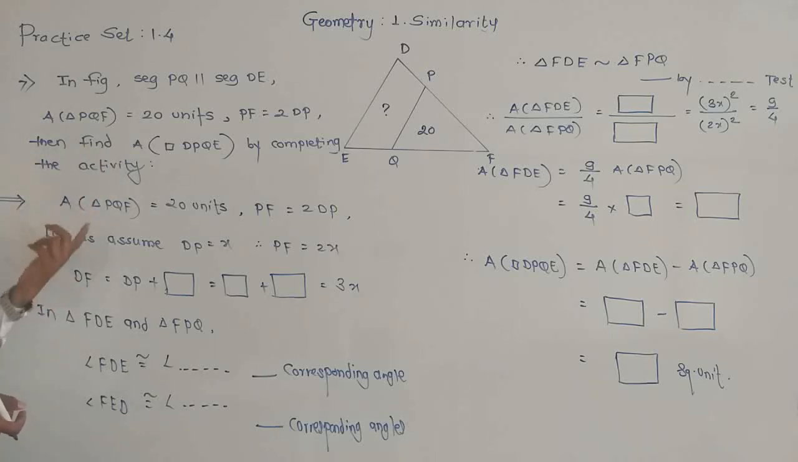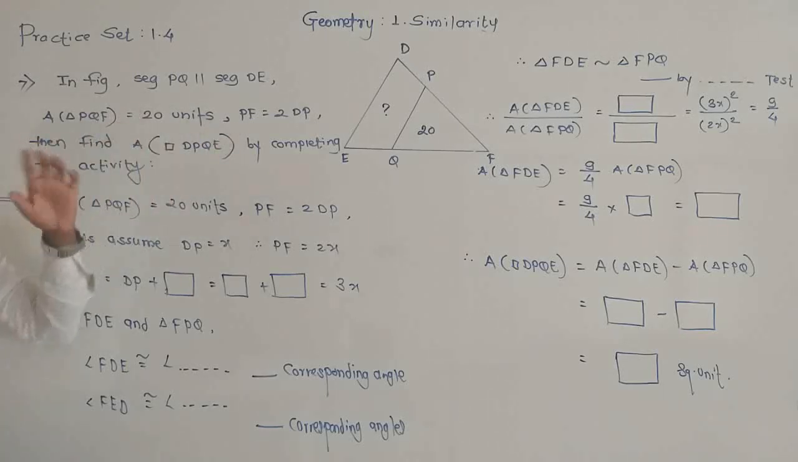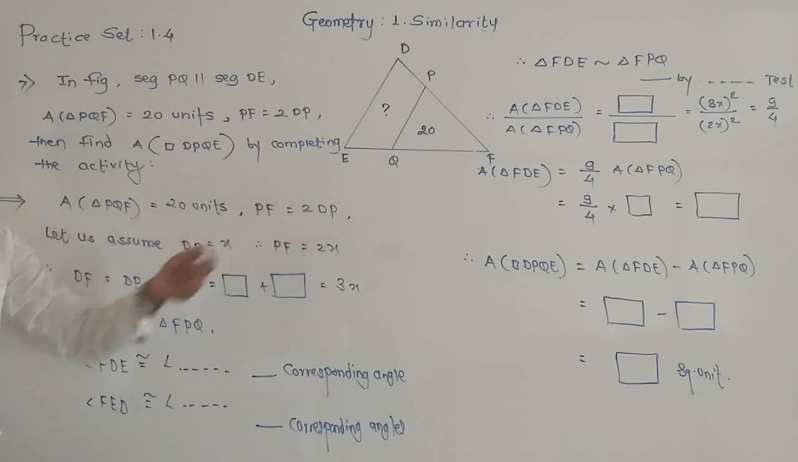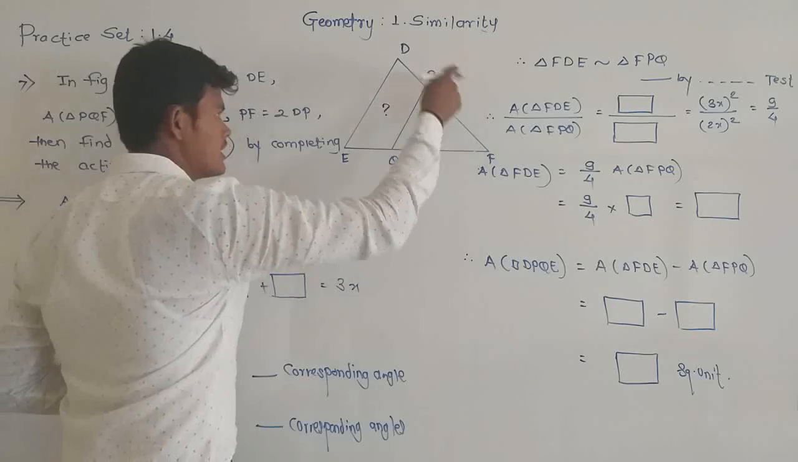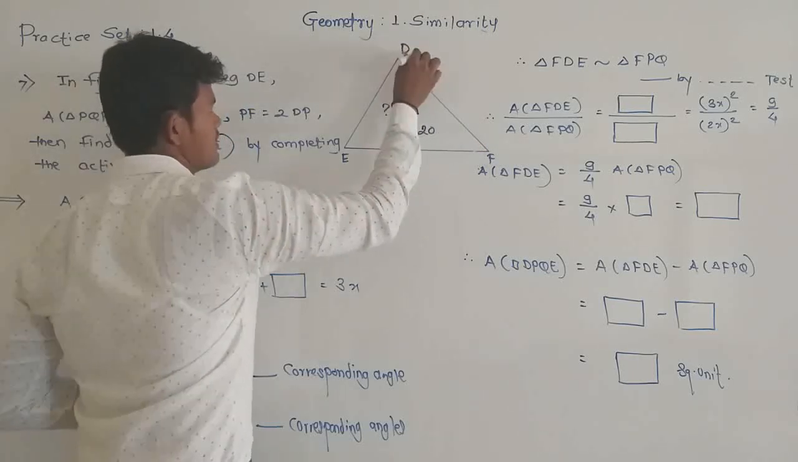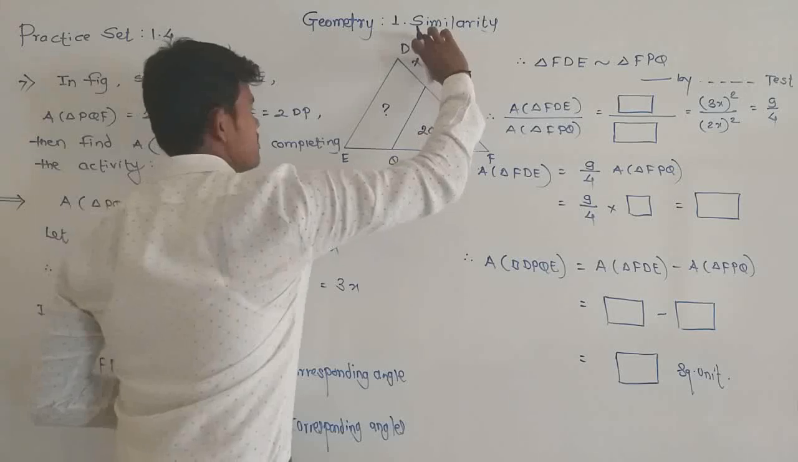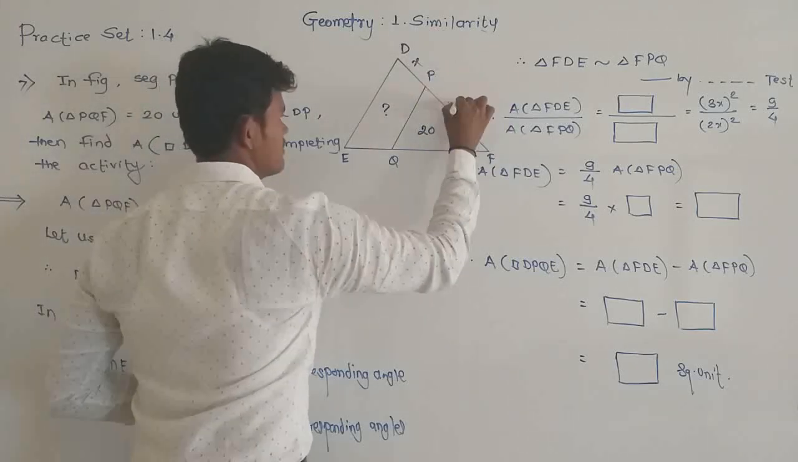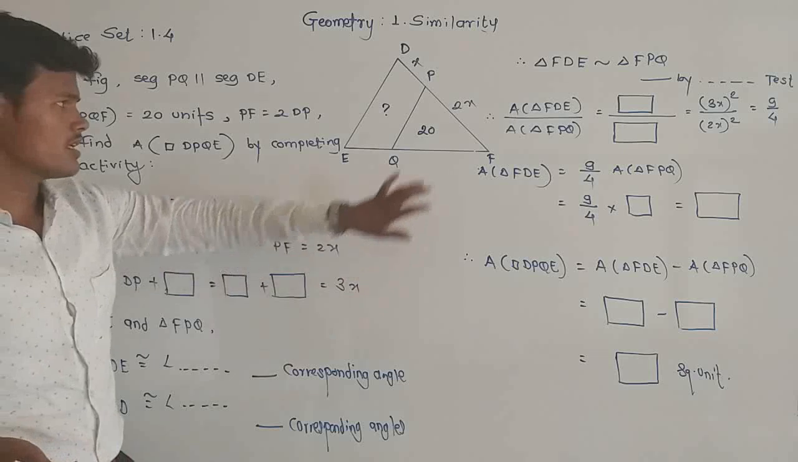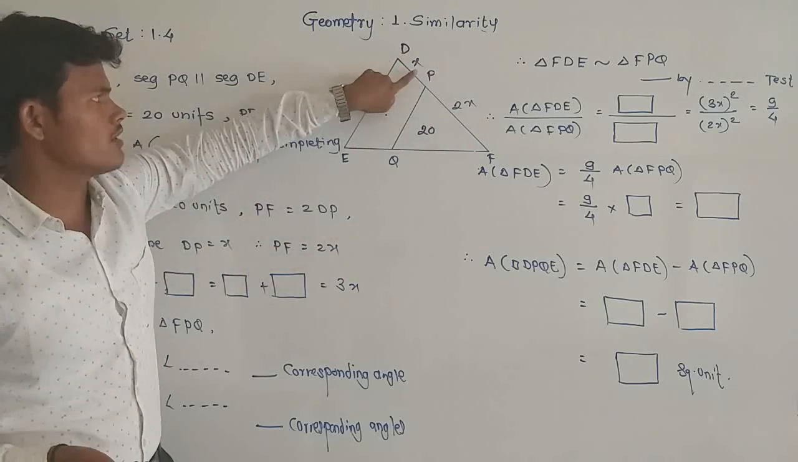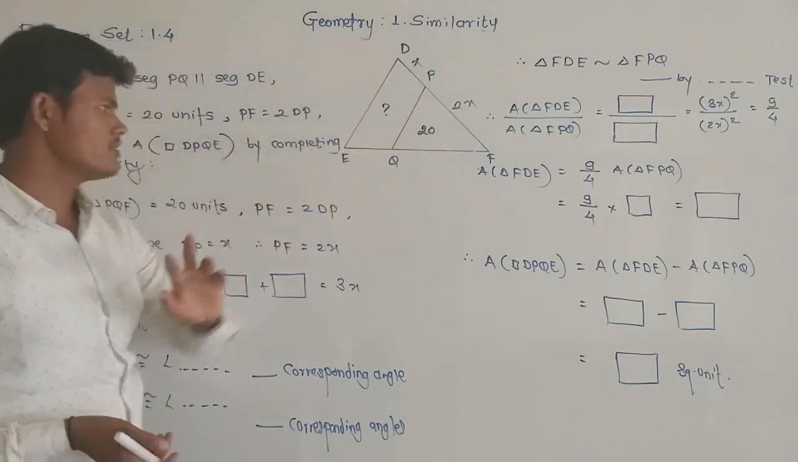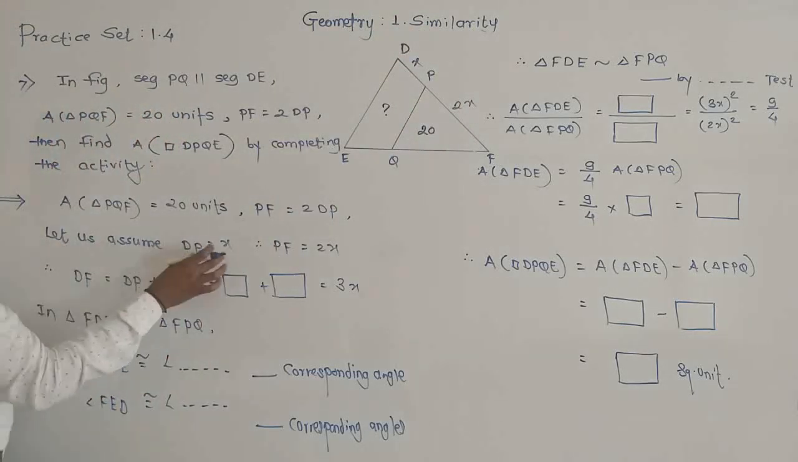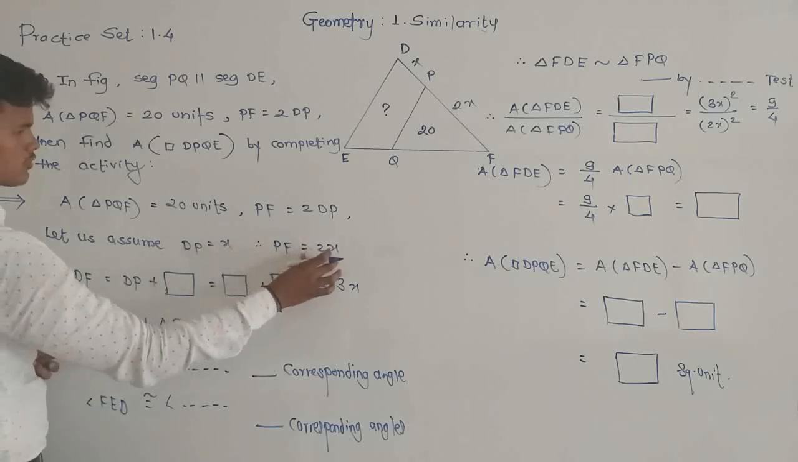Okay, so for that let's start with the given: area of triangle PQF is 20 units, and the length of PF is twice DP. That means the length of PF depends on DP. So consider the length of DP is x. If the length of DP is x, that means the length of PF is twice x, because the length of PF is twice the length of DP. So the length of DP is x and the length of PF is 2x.